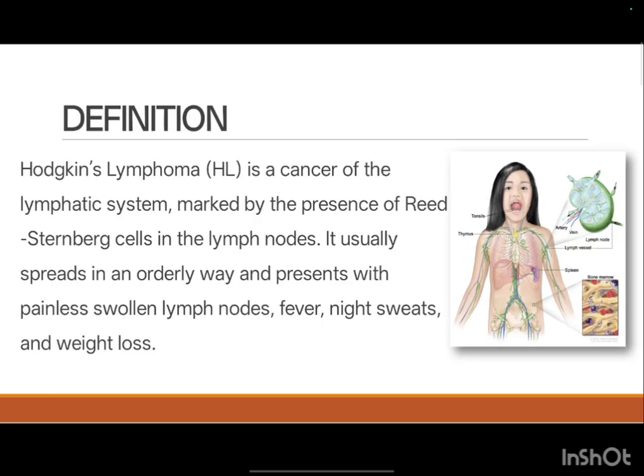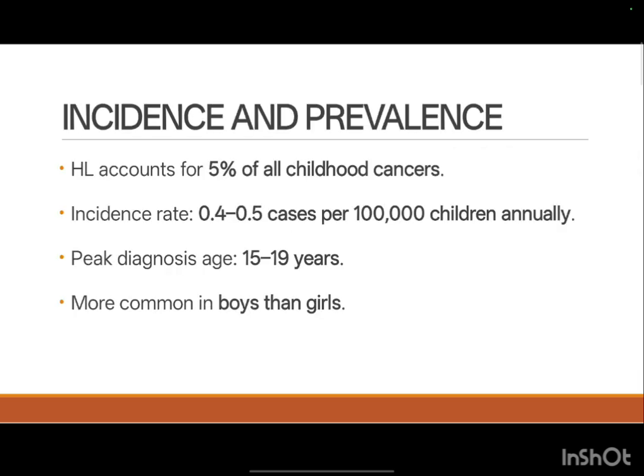Hodgkin's lymphoma. Hodgkin's lymphoma is a cancer of the lymphatic system marked by the presence of Reed-Sternberg cells in the lymph nodes. It usually spreads in an orderly way and presents with painless swollen lymph nodes, fever, night sweats, and weight loss. Incidence and prevalence.